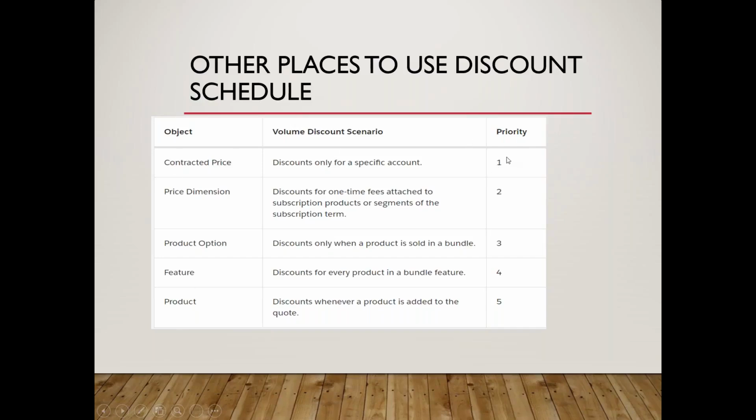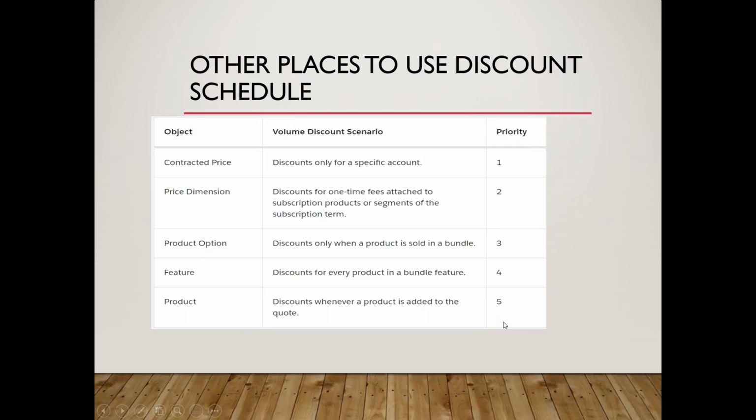If I don't have a contracted pricing level discount schedule, it will go to price dimension. If I don't have a price dimension discount schedule, it will go to the product option. If you don't have that, then feature. And if you don't have that, then the final solution is the product level discount schedule. And if you don't have a discount schedule on product, nothing will happen. So this is the priority.